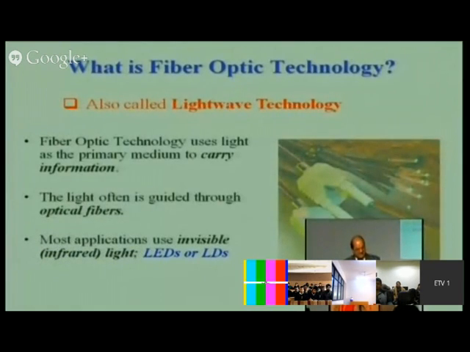Most applications use invisible light, infrared light, specifically in the region of 1310 or 1550 nm. We use light sources such as LEDs or laser diodes or injection laser diodes. So we need a very specific source and a specific type of optical fiber. This is fiber optic technology. We call it light wave technology because it is the wave propagation which is important. Our optical sources behave as quantum in nature, but the light propagation is wave propagation, so it is also called light wave technology.